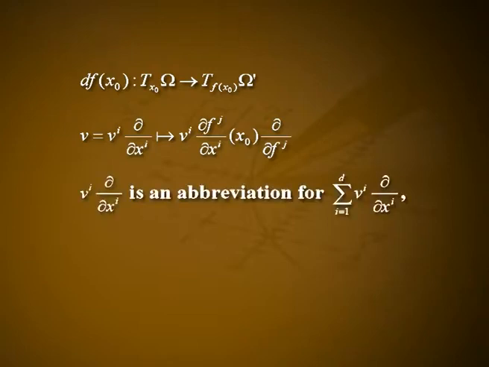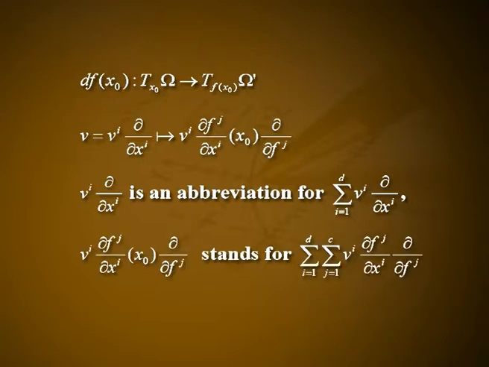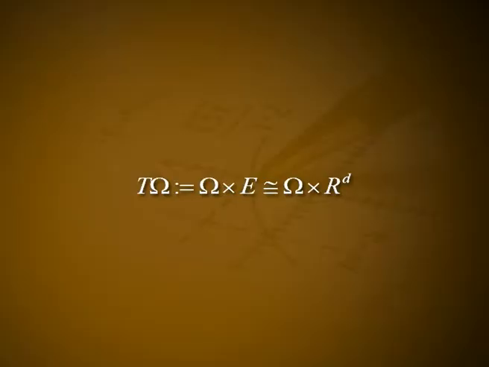Here Vi ∂/∂xi is an abbreviation for the summation i equals 1 to d of Vi ∂/∂xi, and Vi ∂fj/∂xi (x0) ∂/∂fj stands for the summation i equals 1 to d, summation j equals 1 to c, of Vi ∂fj/∂xi ∂/∂fj. Thus we have TΩ, which is equal to Ω × E, which is equivalent to Ω × R^d.